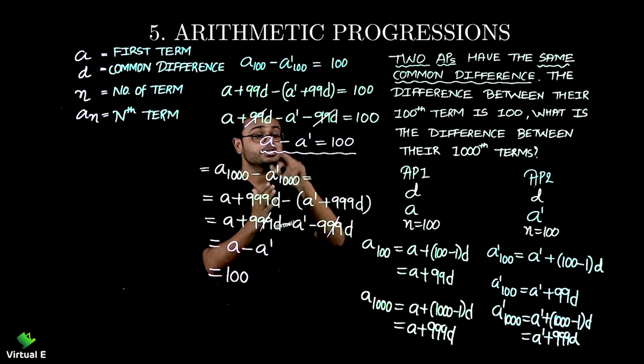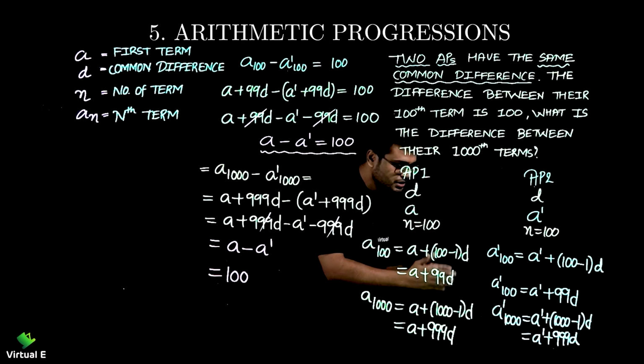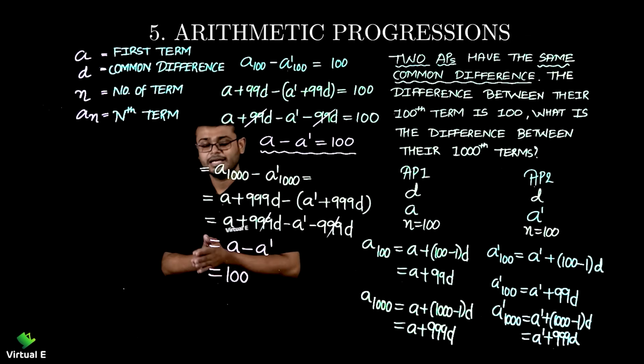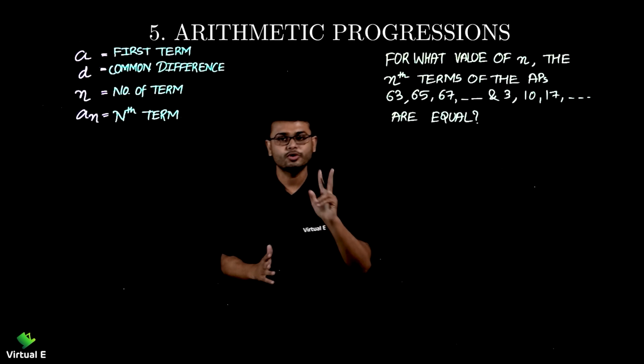So you will get one relation. Now we need to find the 1000th term. So get the 1000th term and subtract and get your answer. Let's discuss one more case with two APs.